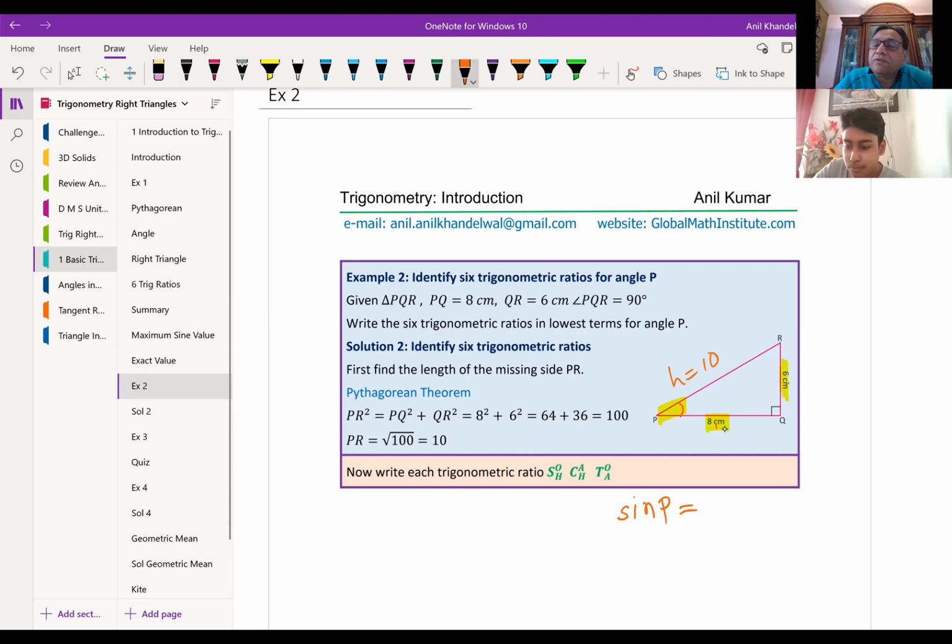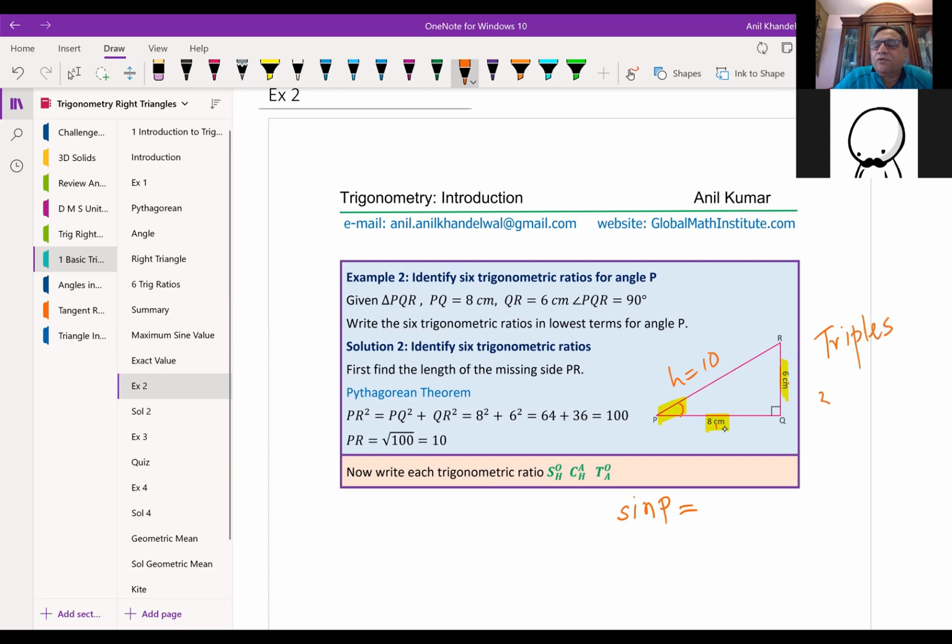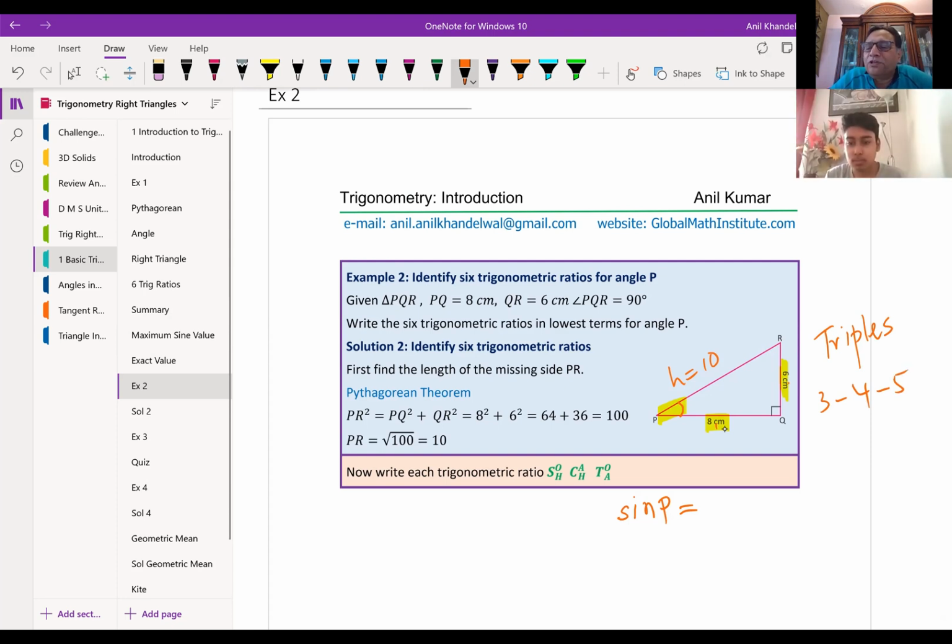Well, when we are working with right angle triangles, it is very important to remember some right angle triangles. We call them triples. Like 3, 4, 5 is a triple. If the two sides are 3 and 4, then the hypotenuse will be 5. You know that? Yes, sir. It is like 9 plus 16, which is 25, correct? And the square root of 25 is 5.